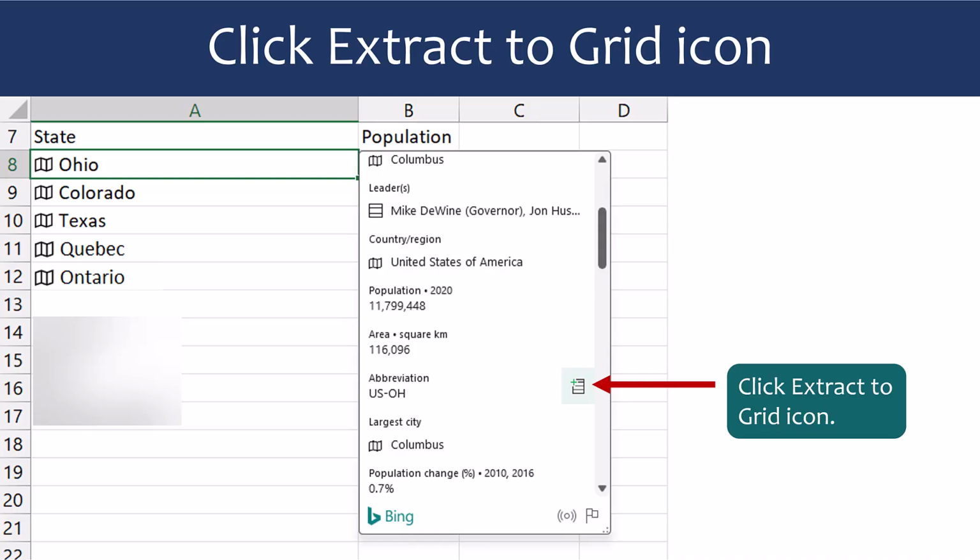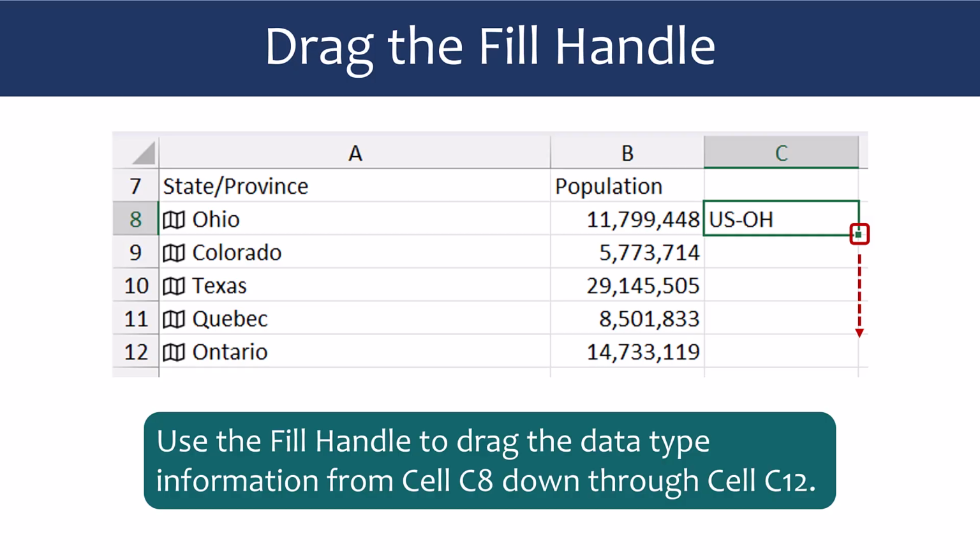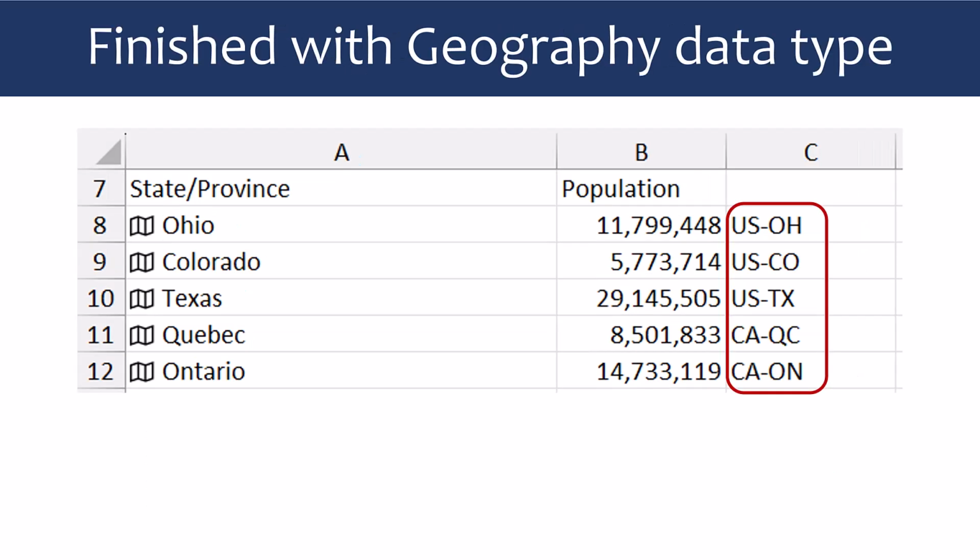To add a piece of data from the data type card to your worksheet, hover your cursor over it and then click the Extract to Grid icon that appears. The data appears in the next available column. Use the fill handle to drag the data type information from cell C8 down through cell C12. We are finished with the geography data type.